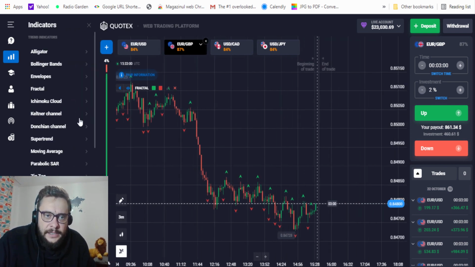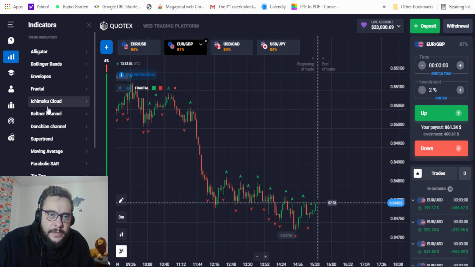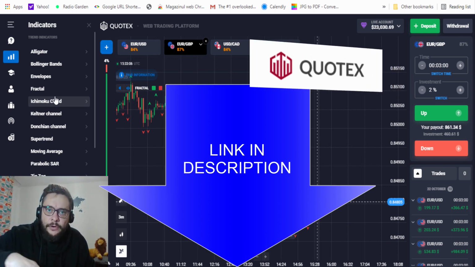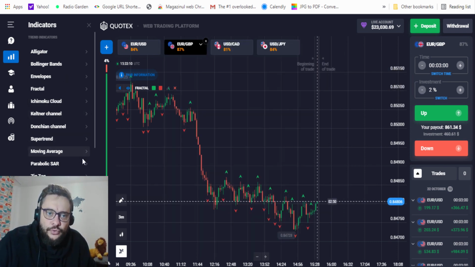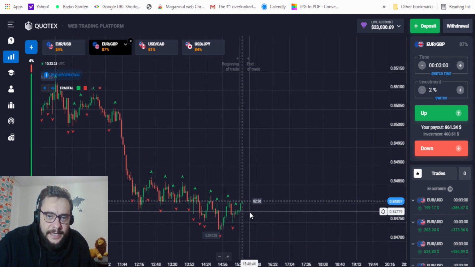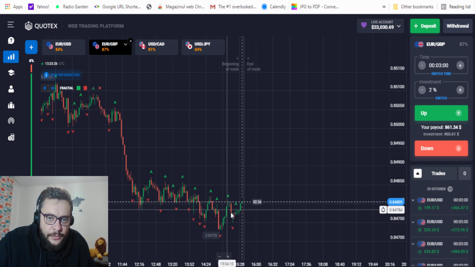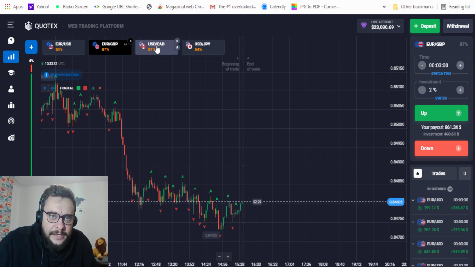Now the indicator is over here. Click on this button here if you are on the Quotex platform. Of course, I'll put a link below this video for the Quotex platform if you want to use the demo account and try this strategy that I'm showing you. And here you can click on Fractal and it will automatically show this indicator. So now we don't have any signal right here on Euro GBP.